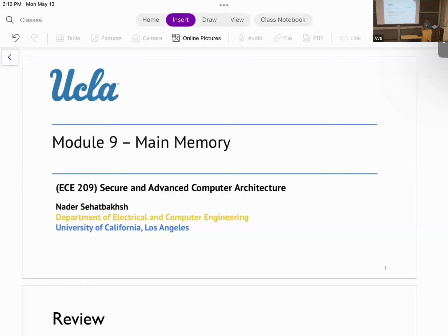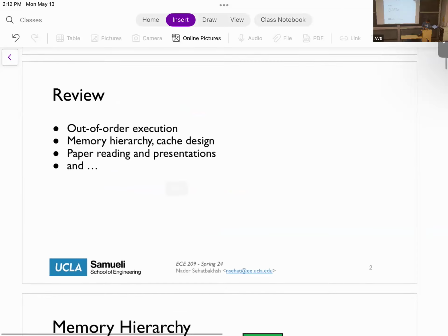Okay. And then the third computer assignment is out as well. You have until Tuesday of 2 weeks from now to finish it. This would be based on memory scheduling. All right.